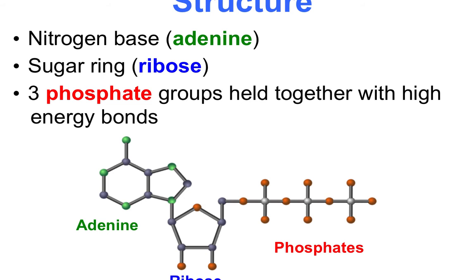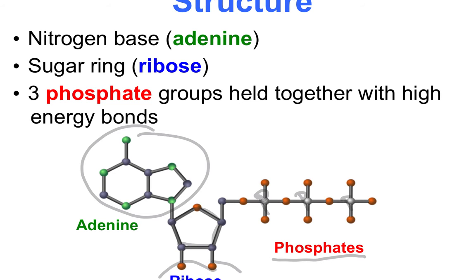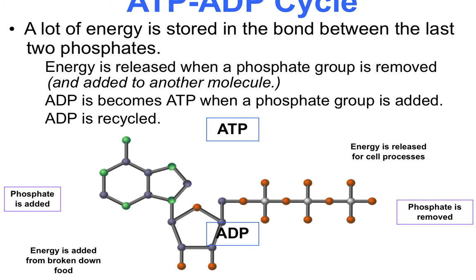As far as the structure of ATP goes, it has a nitrogenous base. So this guy right here, adenine, is the base of the overall molecule. And then it's attached to this 5-carbon sugar called ribose. And then it has 3 phosphate groups at the end. So here's my phosphorus, phosphorus, phosphorus. These red ones are oxygens, and they're hanging off of this sugar.